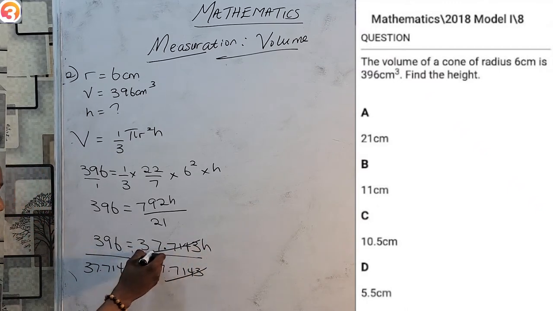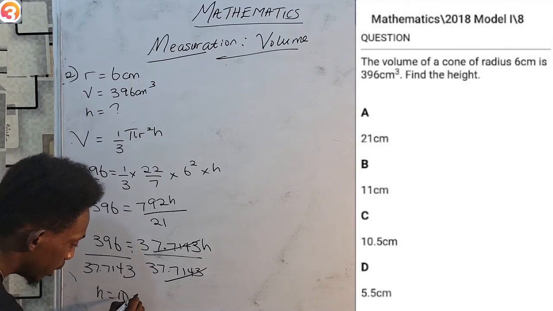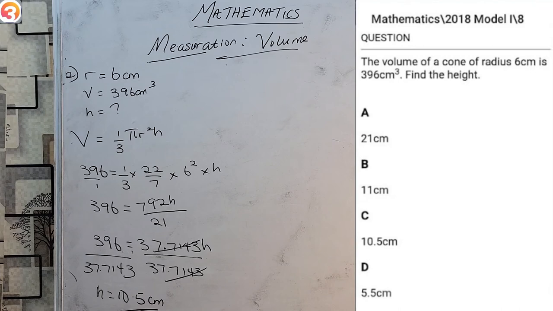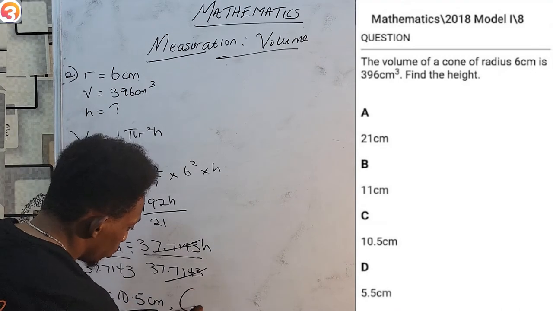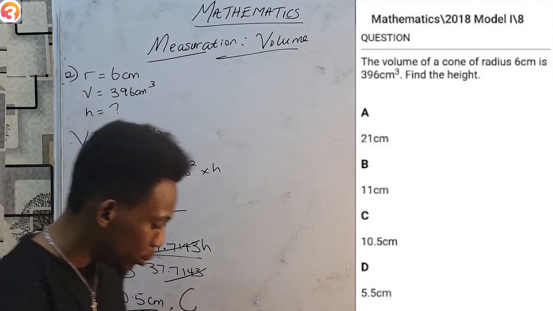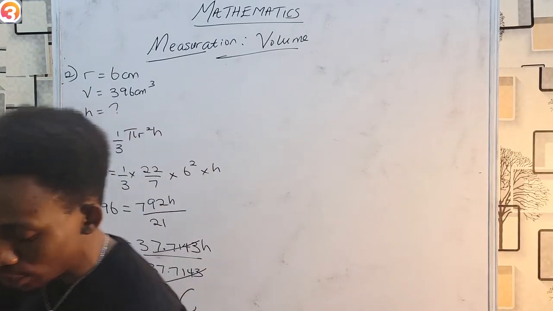So this cancels this, and 396 divided by 37.7143 is 10.4999, which we know must be 10.5 centimeters. And if I open my O3SCHOOLS JAMB app, yes, that is option C. So you see, the solvings are simple. Just know your formula and you can tackle the question.